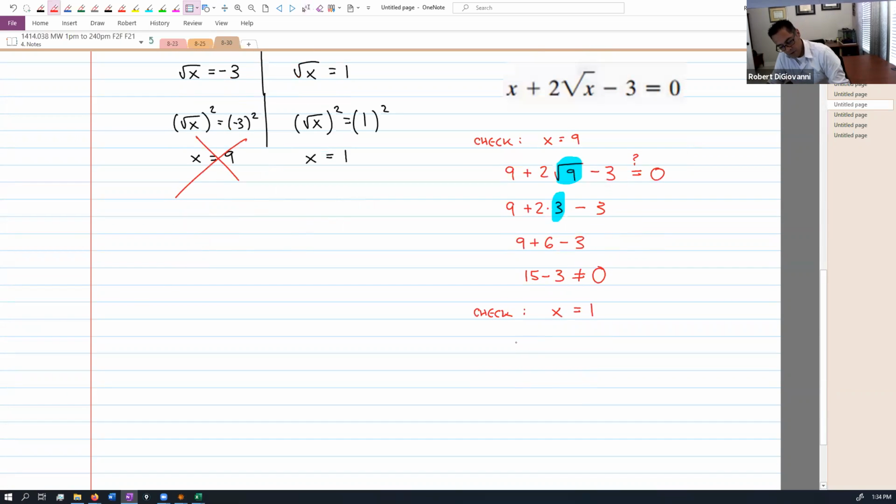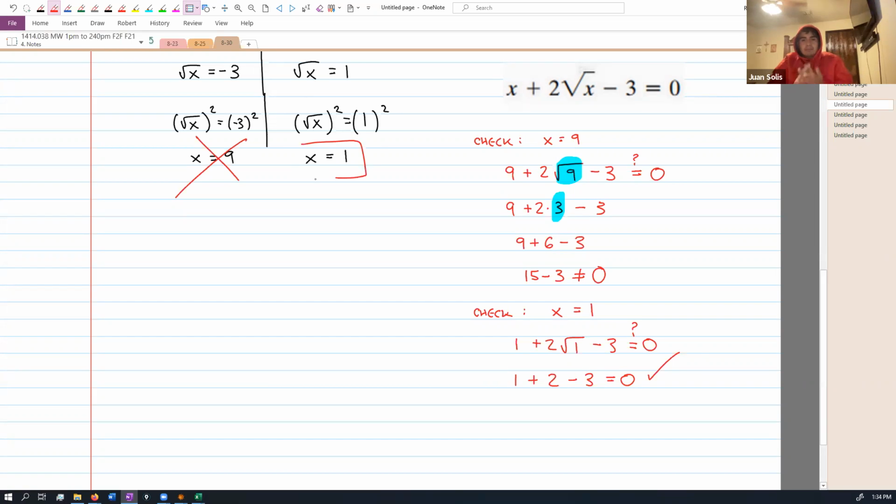So here we go. 1, we're replacing x with 1. 1 plus 2 square root of 1 minus 3 equals 0. It's a question, right? So 1 plus, okay, the square root of 1 is 1. So 2 times 1 is 2. And that checks. So that's 3 minus 3. We have one answer, x is 1.